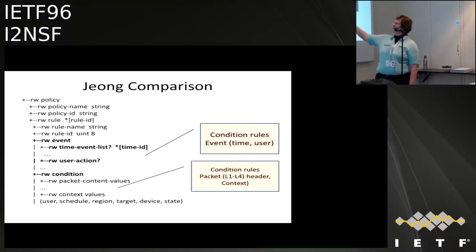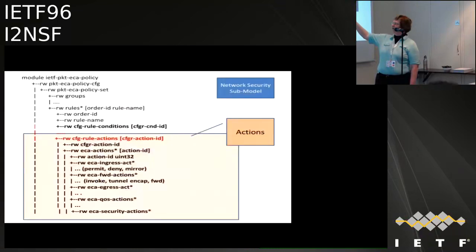Here's the actions. In my draft, I have a much more extensive action space based on ingress, egress, output, QoS. This links it to some of the other work that's being done in the routing and routing firewalls. Okay, next one.